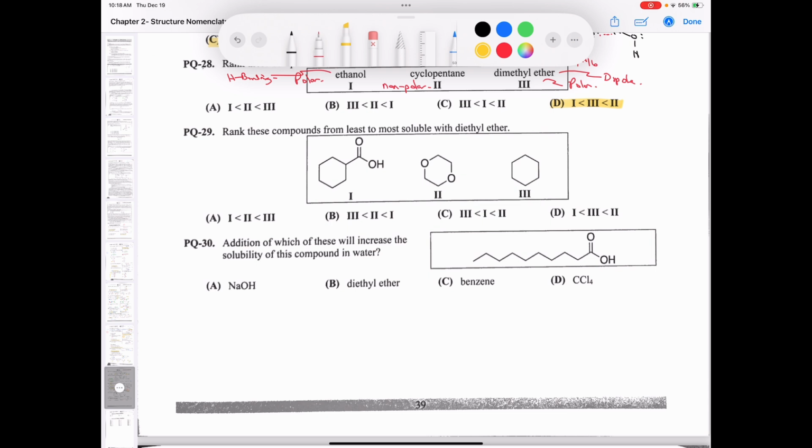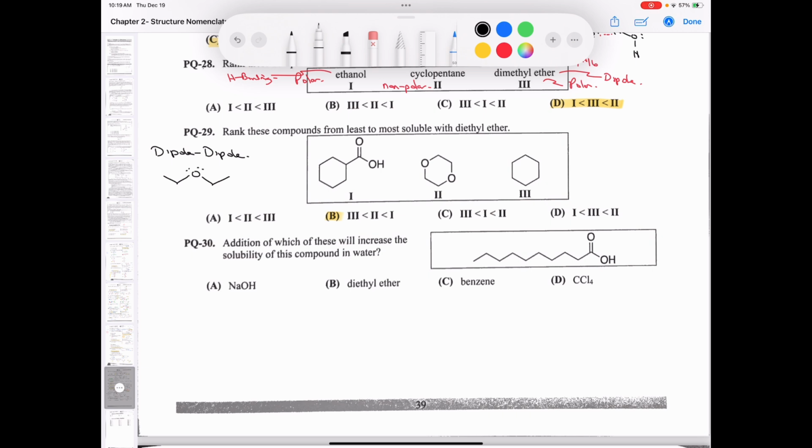Question 29, I looked at the answers to these, not the solutions. And this one, I'm not 100% sure on, because they're saying that the answer is B in the ACS study guide. But if we're talking about diethyl ether, diethyl ether would be this compound. Let me just get my black pen here. Okay, so diethyl ether would be this. And if we obey the axiom like dissolves like, diethyl ether's strongest intermolecular force is going to be a dipole, and it also has London forces.